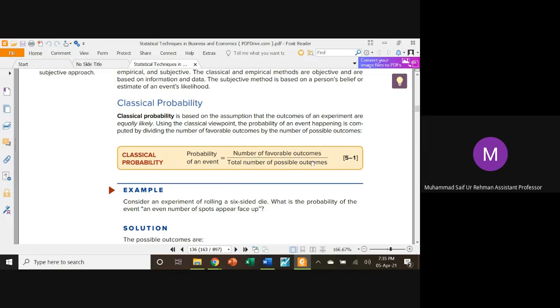So number of favorable outcomes, if you are interested in knowing the probability of occurrence of head, so that is the favorable outcome in this particular case. So occurrence of head in tossing a coin once will be 1 divided by total number of possible outcomes. In case of coin, there are two possible outcomes, one is head, one is tail. So 1 divided by 2. This is the probability of an event. So what is the probability of occurrence of head? You will say 1 by 2. What is the probability of occurrence of tail? You will say 1 by 2. So in first case, number of favorable outcomes will be for head, and in other case, it will be for tail.